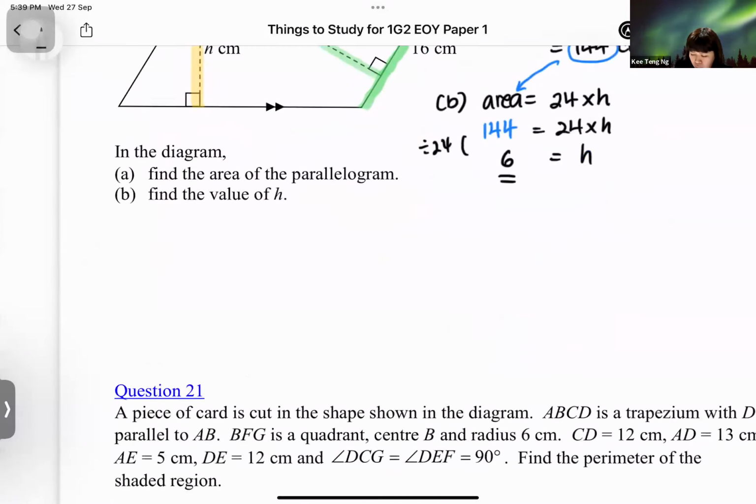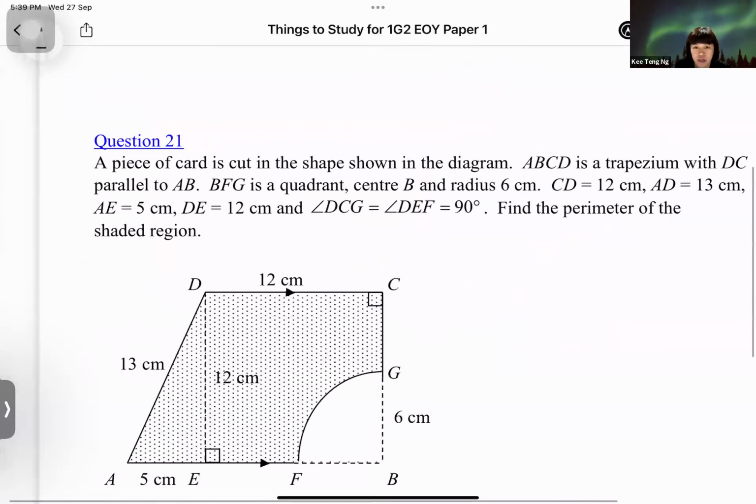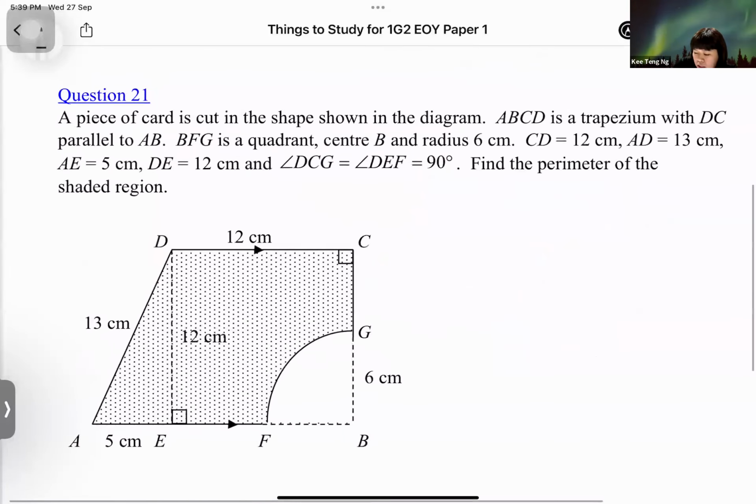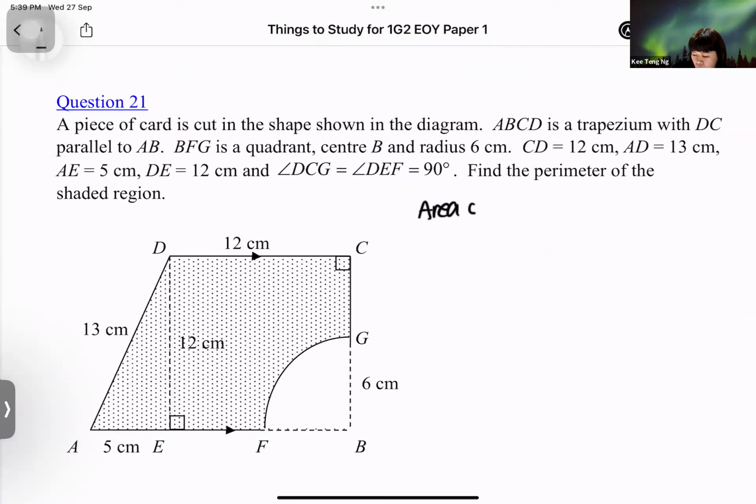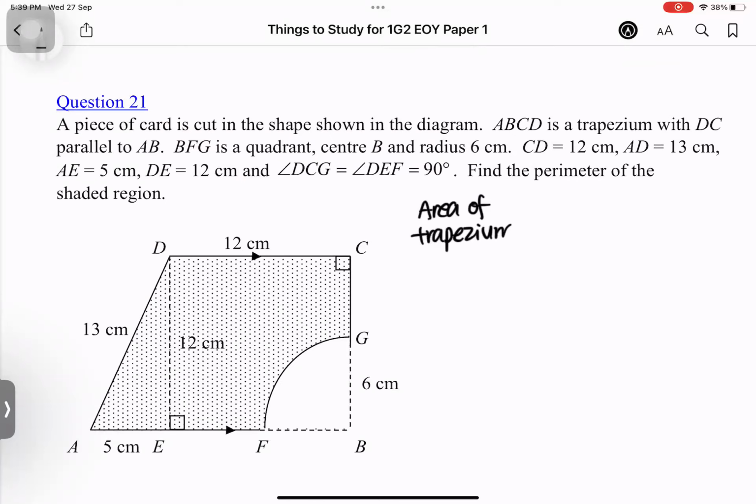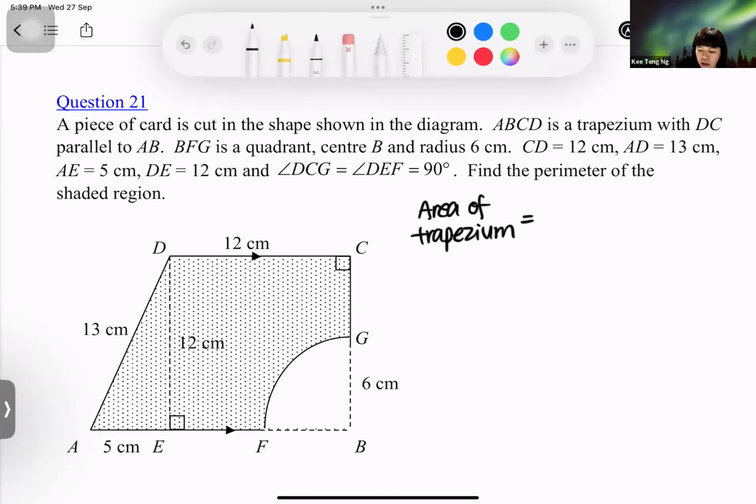Next question. We are going to the last two questions already. First one, trapezium. What is the formula for area of trapezium? This one you need to memorize. Trapezium has a pair of parallel sides, these and these. The parallel sides are called A and B.